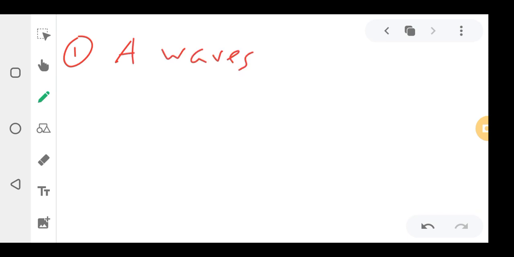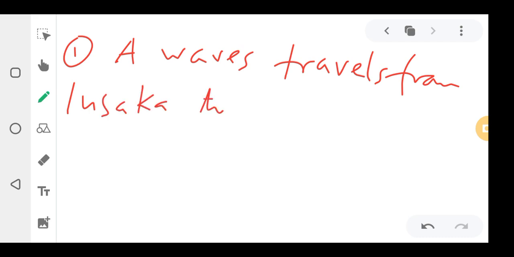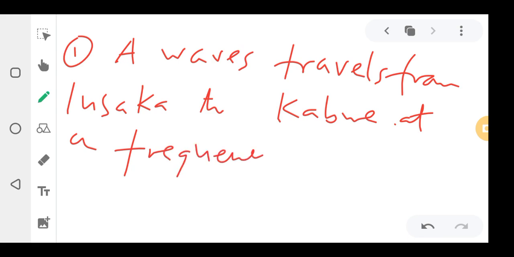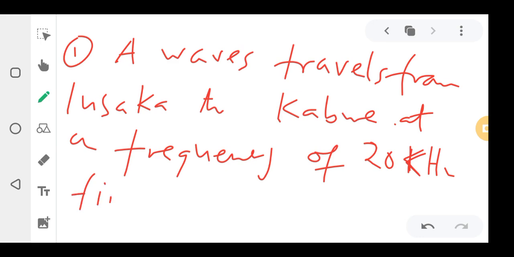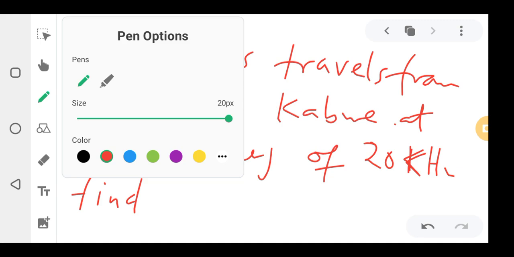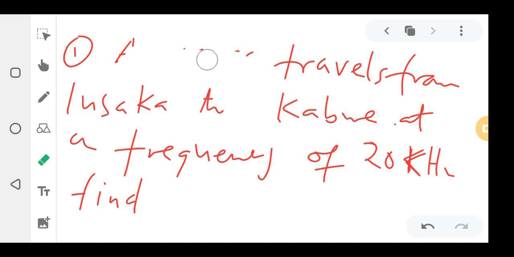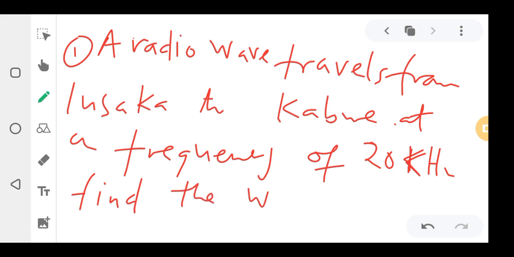A radio wave travels from Lusaka to Kabwe at a frequency of 20 kilohertz. K means kilo, okay? Don't get confused. Kilohertz. Find the wavelength. It's not actually a wave, but I mean to write a radio wave. A radio wave travels from Lusaka to Kabwe at a frequency of 20 kilohertz. Find the wavelength.